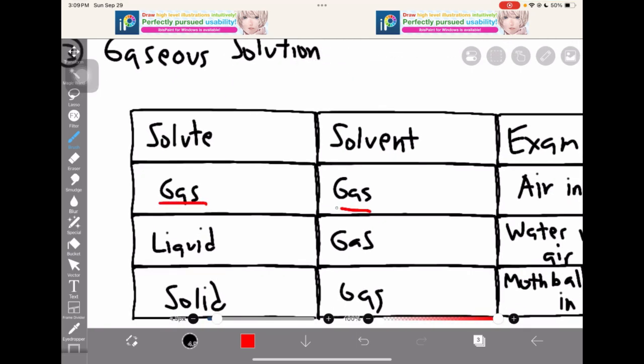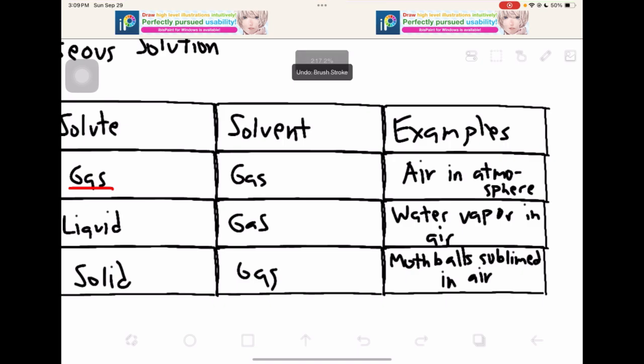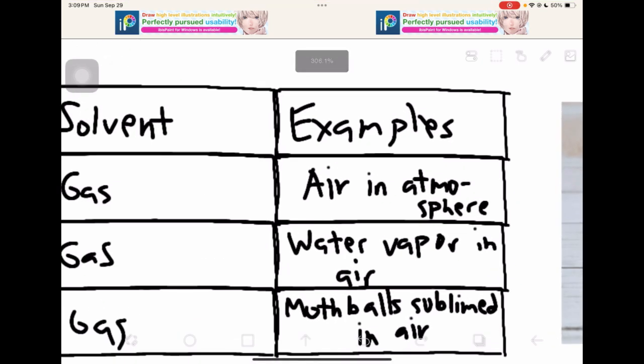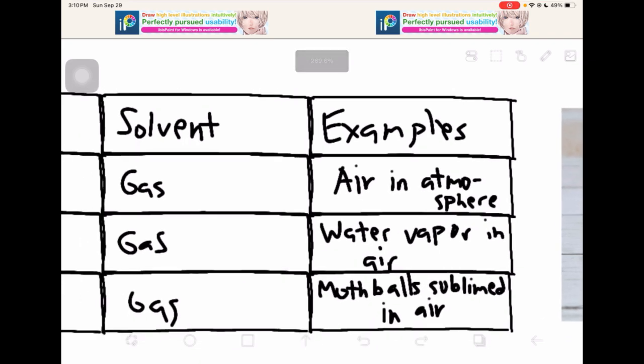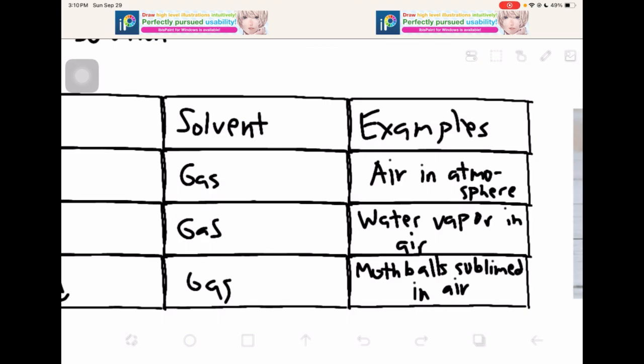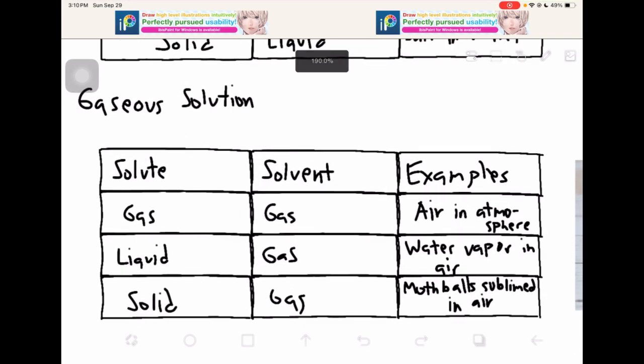Gas and gas is actually the air in our atmosphere, because the air in our atmosphere is not fully just oxygen. It's actually 75-ish% nitrogen, 20-ish% oxygen, and then a lot of other chemicals or elements in negligible parts, such as carbon dioxide, which is like 0.03%. So the air we breathe is actually a gaseous solution.